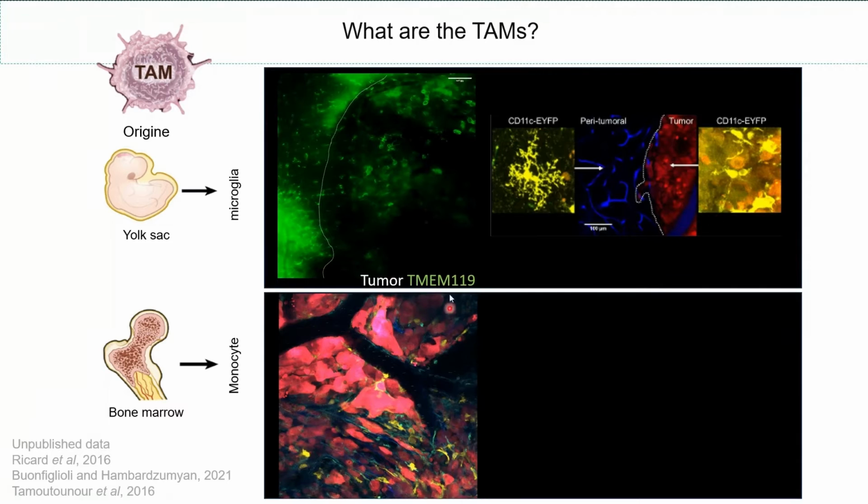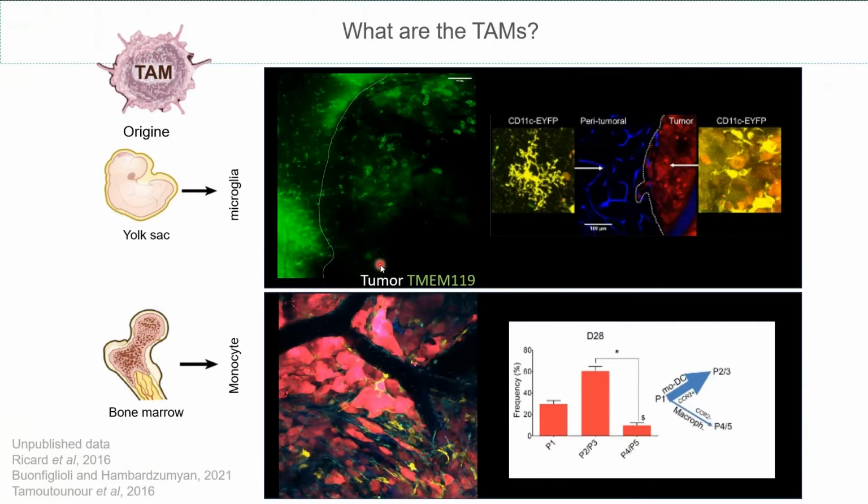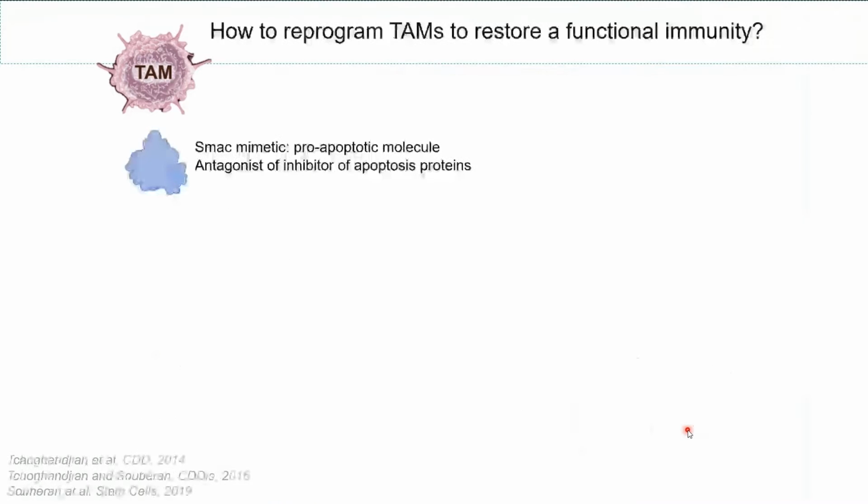another TAM population is derived from the bone marrow, so from the bloodstream. Here you can see all these green dots running in the bloodstream, and these cells arrive in the tumor. When these monocytes arrive in the tumor, they can differentiate into monocyte-derived cells, these P2, P3 cells, or into monocyte-derived macrophages, these P4 and P5 cells. And they have a tumor supporting role, and these P4, P5 are like these M2 macrophages.